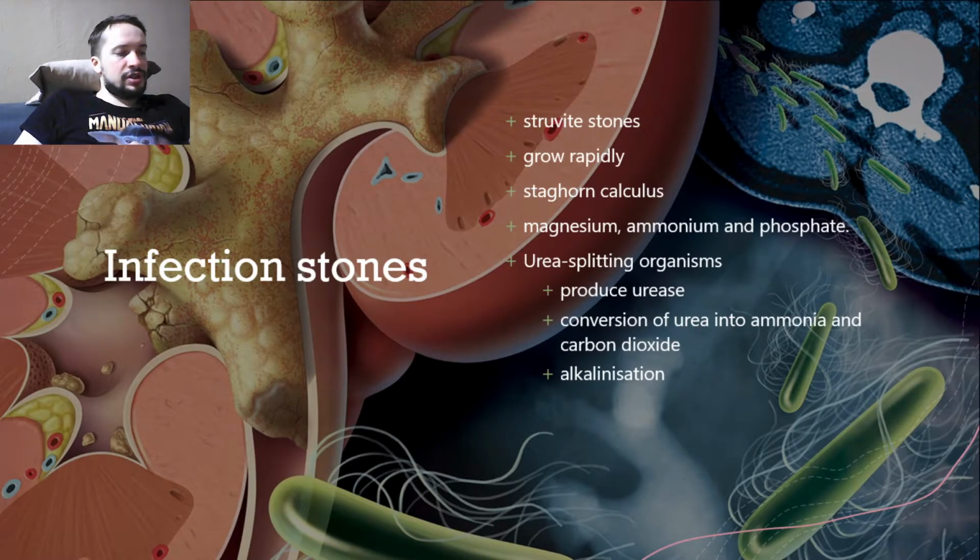Urea-splitting organisms such as Proteus, Pseudomonas, and Klebsiella produce urease, which catalyzes the conversion of urea into ammonia and carbon dioxide, resulting in alkalinization of the urine and providing an environment conducive to this type of stone formation.